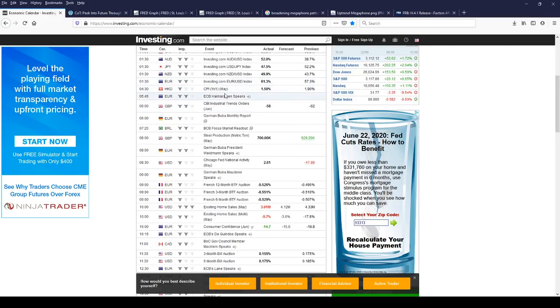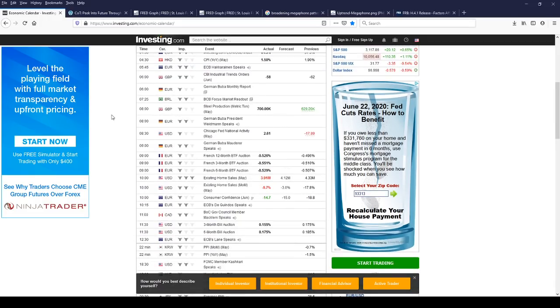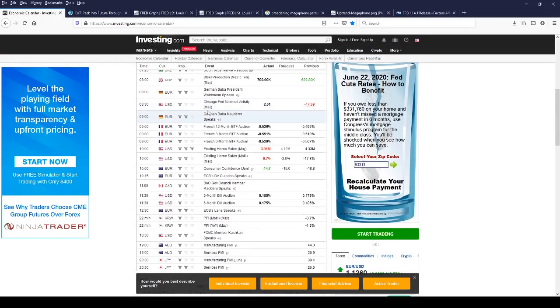We had consumer prices coming out of Hong Kong, went from 1.9 to 1.5 as a sign of disinflation. Let's move into the U.S. data. First up, we have the Chicago Fed National Activity Index going from almost minus 18 to 2.61, the highest level in history in May. What is going on in the national economy?